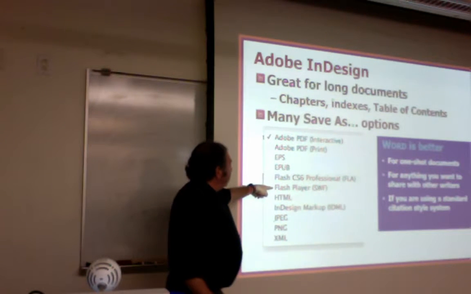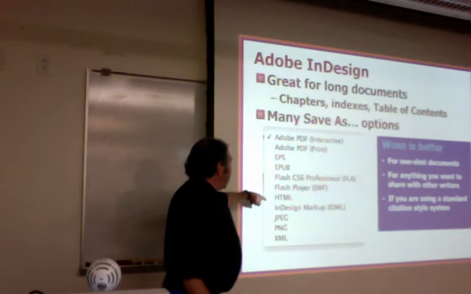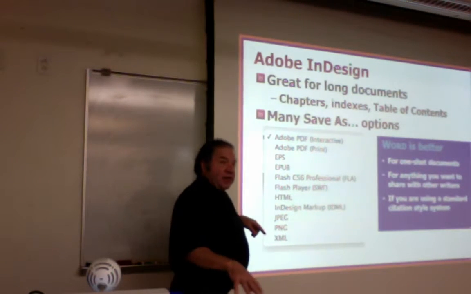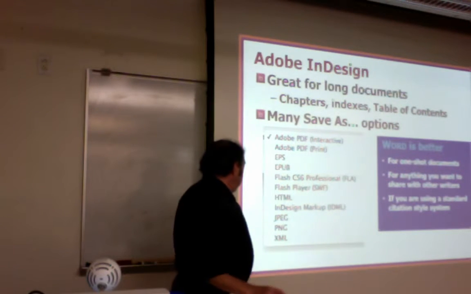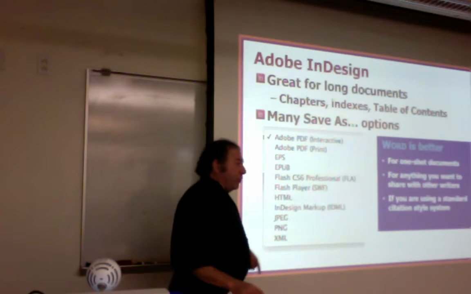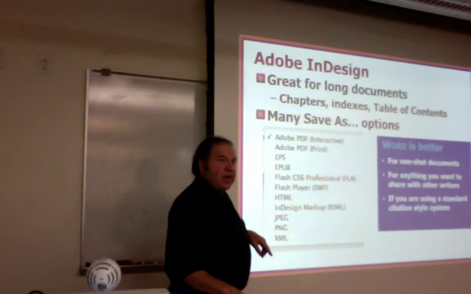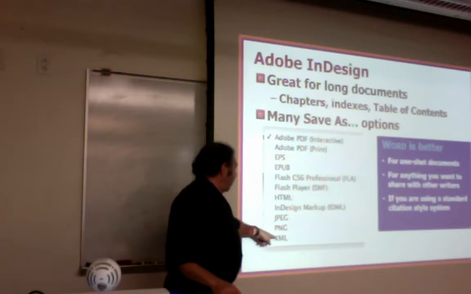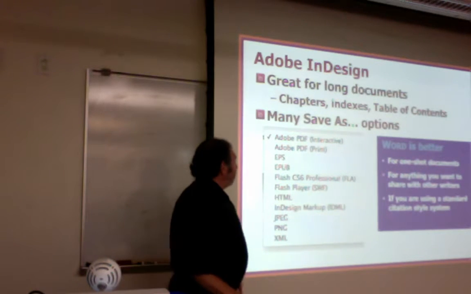Flash Player is for online stuff. HTML turns the whole thing into a document that can actually be part of a website. XML is the version. If you have a Word document that's saved as a docx, that's using XML. It's a markup language. And PNG is also an image.